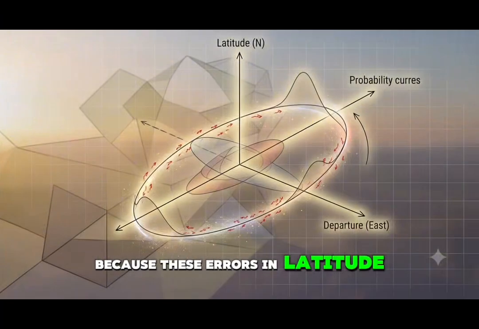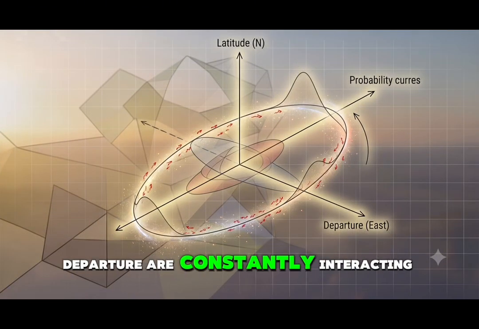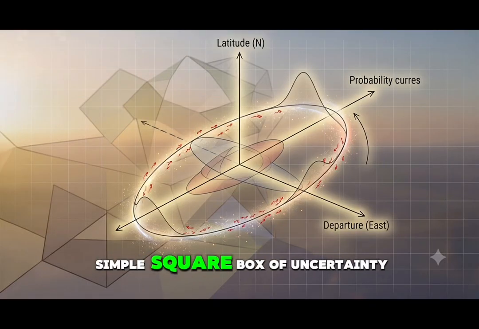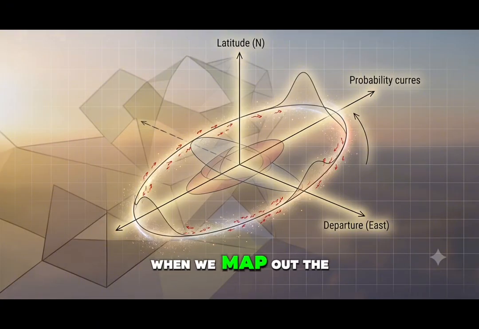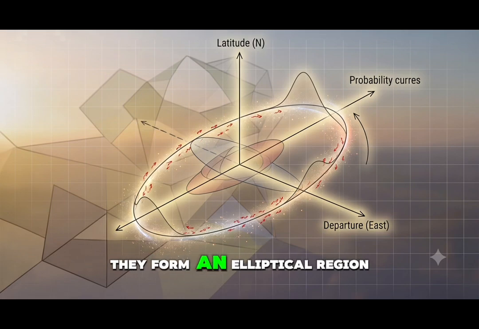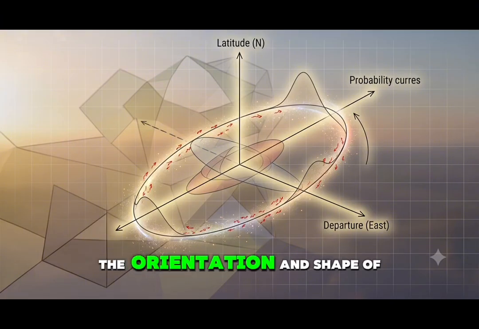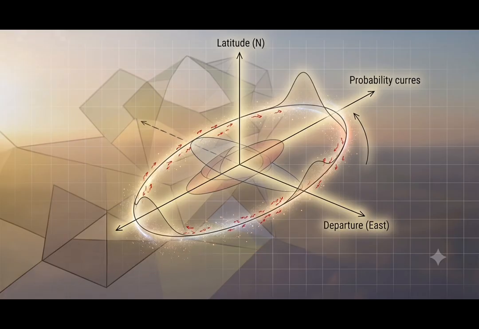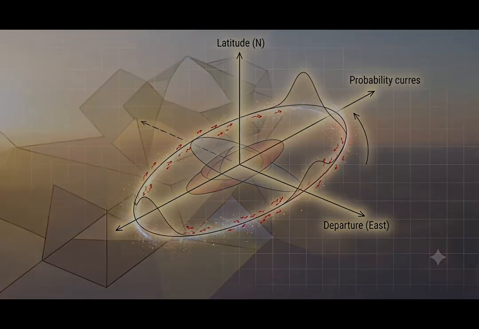Because these errors in latitude and departure are constantly interacting with one another based on the bearing, they do not create a simple square box of uncertainty around our surveyed point. Instead, when we map out the joint probability of these errors three-dimensionally, they form an elliptical region of uncertainty known in geodetic surveying as the error ellipse. The orientation and shape of this ellipse change depending on our geometry, providing a visual and statistical report on the structural strength of our survey setup.